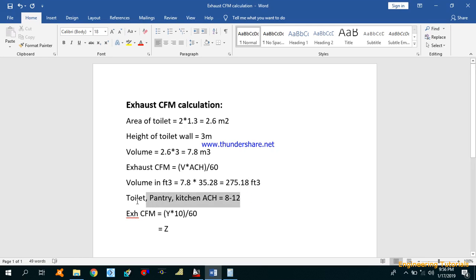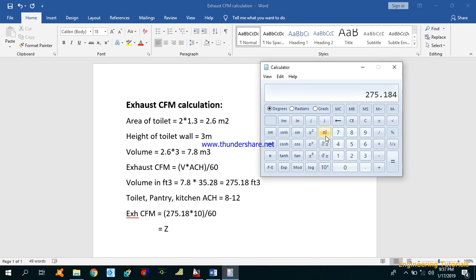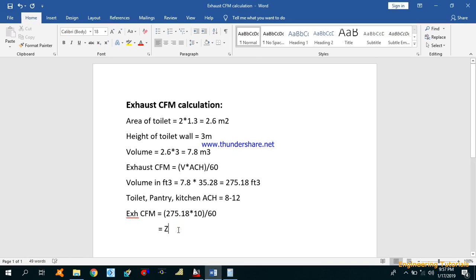As per the HVAC standard, for toilet, pantry, and kitchen, we take air changes per hour of about 8 to 12. ACH is basically air changes per hour. So we are going to take air changes per hour as 10. This is the volume which we have calculated above, so we use 275.18 into air changes per hour, that is 10 for the toilet, divided by 60. That gives 45.86 CFM. So this is the exhaust CFM required for the 2.6 square meters area of the toilet.